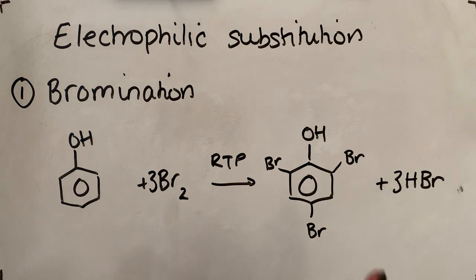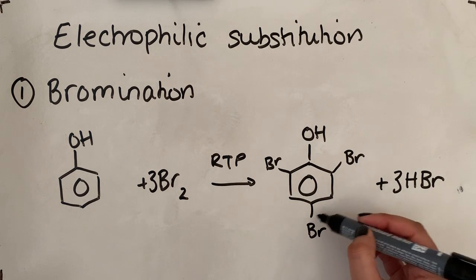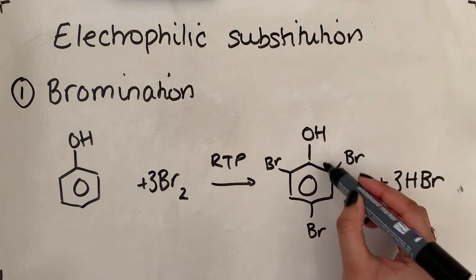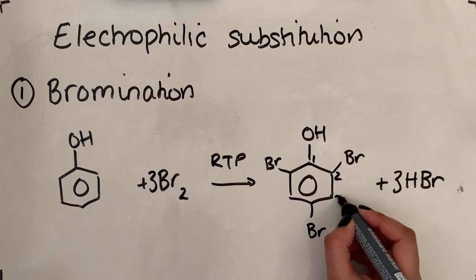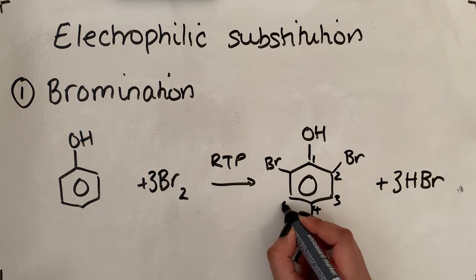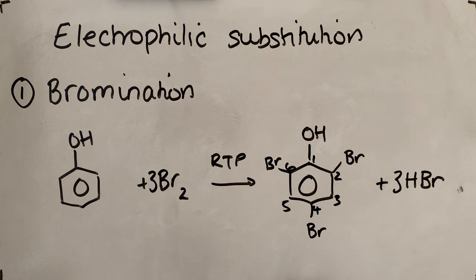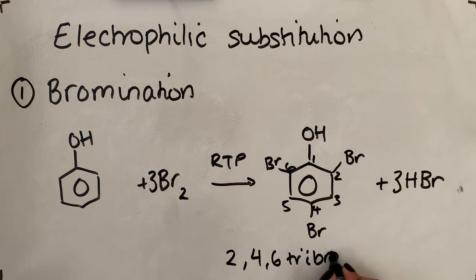You do need to know the name of this product, so let's have a think about what the name of this product would be. The phenol is the parent compound, so it's going to end in phenol. You've got 3 bromos, and they're coming off at 2, 4, and 6. So therefore this compound here is called 2,4,6-tribromophenol. Okay.